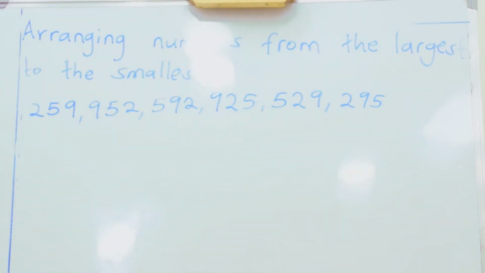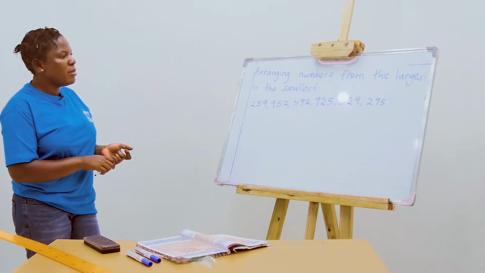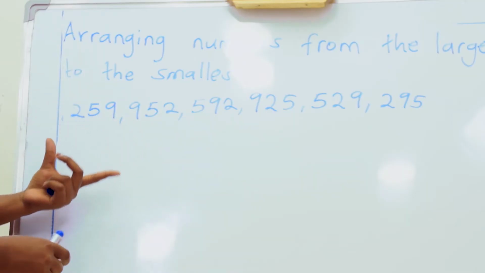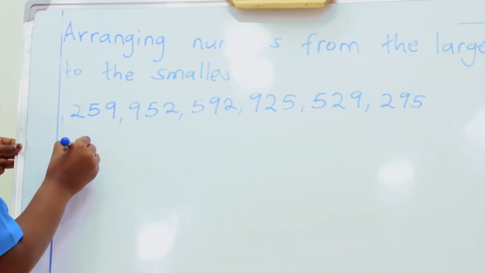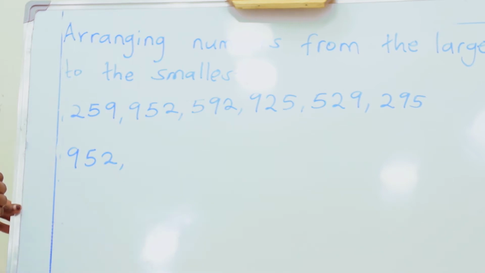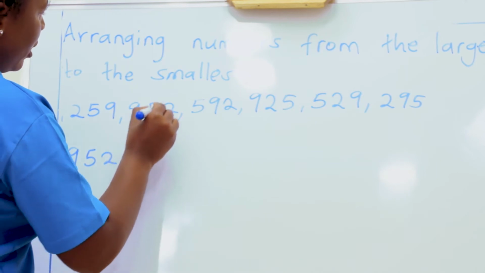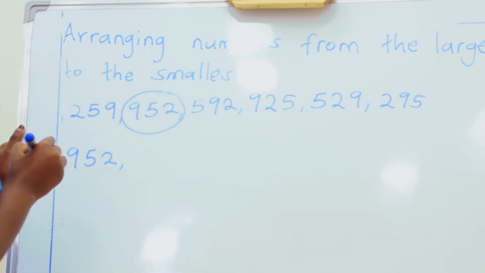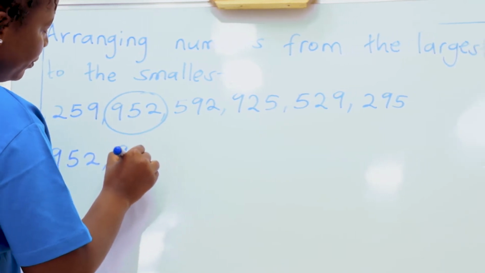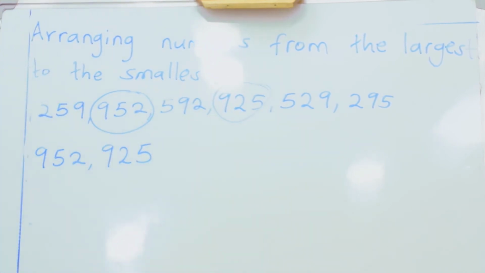As we said earlier, we look at the biggest. We are going to start from the biggest numbers. When we look at these numbers, our biggest number here is 952, followed by 925. I circle the numbers I'm done with. I circle that one. I'm through with it.